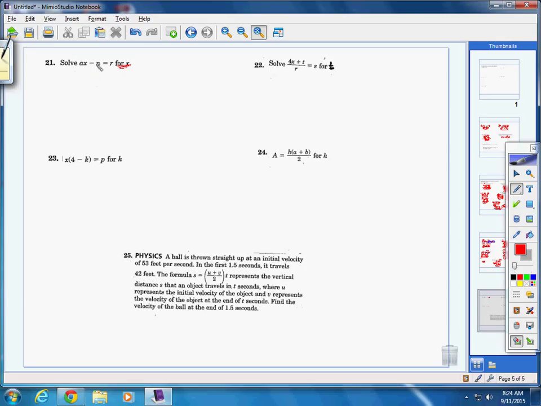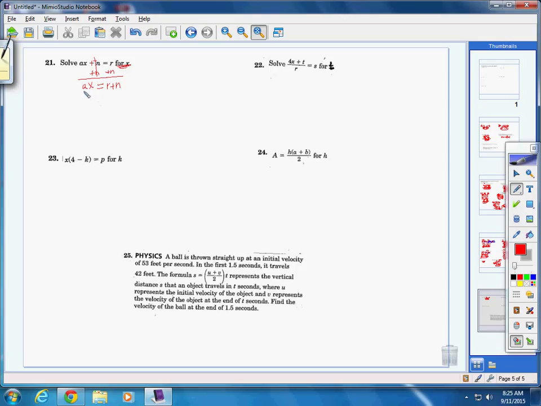So, for starters, I want to get rid of this negative n. So I'm going to add n to both sides of the equation. Plus a negative n. Negative n plus n, those guys cancel out. You're left with just a times x, or ax. And r plus n, since those guys are not like terms, you leave it as so.